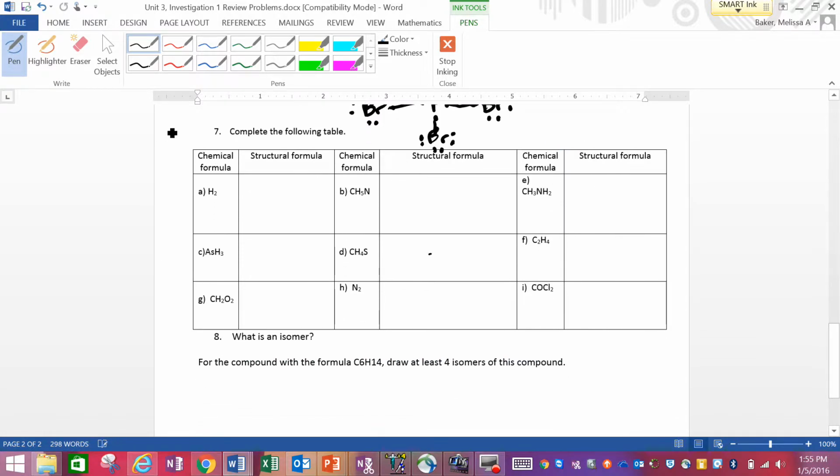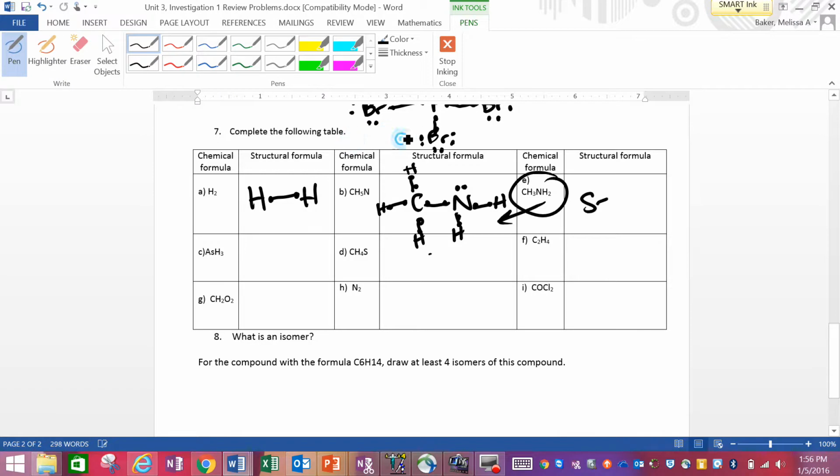Completing this table is more practice with drawing. So CH5N, I'm going to draw my C and my N first. I'm going to connect those together, and I'm going to put my 5 lonely electrons with the hydrogens. CH3NH2, this is actually the same exact molecule. It's just written in a little bit of a different order. AsH3, As has 5 valence electrons, so each of these will bond to the hydrogen.